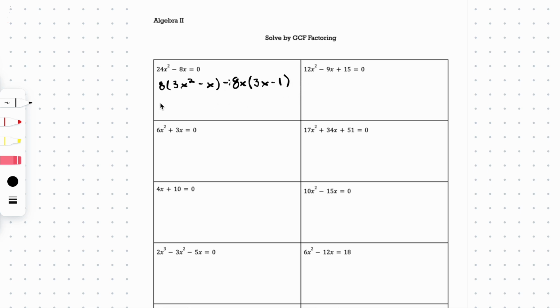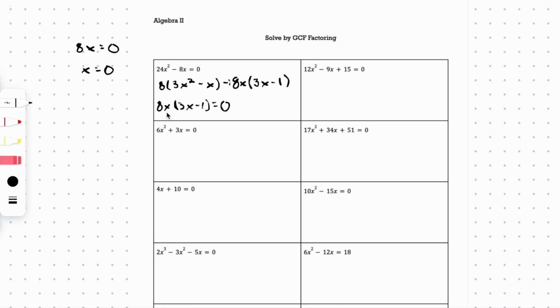Now from here, we have 8x times 3x minus 1 equals 0. So since we're multiplying these two, we want either this parentheses to equal 0, so that no matter what this value is, 8x multiplied by 0, we're going to get 0, or vice versa. So we basically set up 8x equals 0, which we divide by 8 on both sides, and we find that x equals 0, so that's going to be one of our solutions.